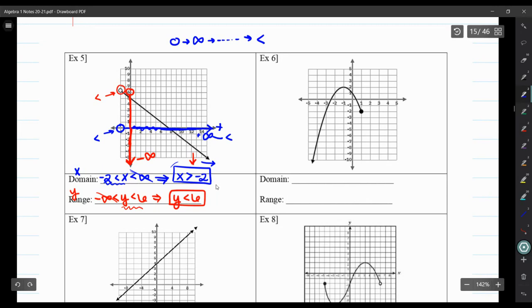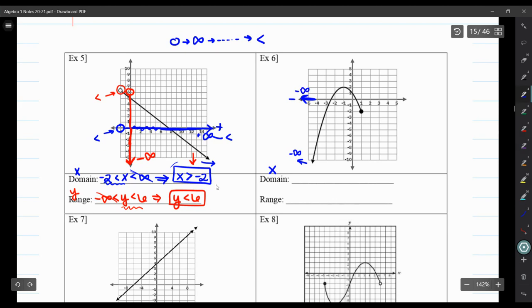Okay, so for a domain, that's our x's. So we want furthest left to furthest right. If I look at my graph, the furthest left I go is this arrow down here. He's moving to the left forever and ever and ever. Slowly, but he's moving to the left forever. These are negative numbers over here. So since I'm left forever, that's negative infinity.